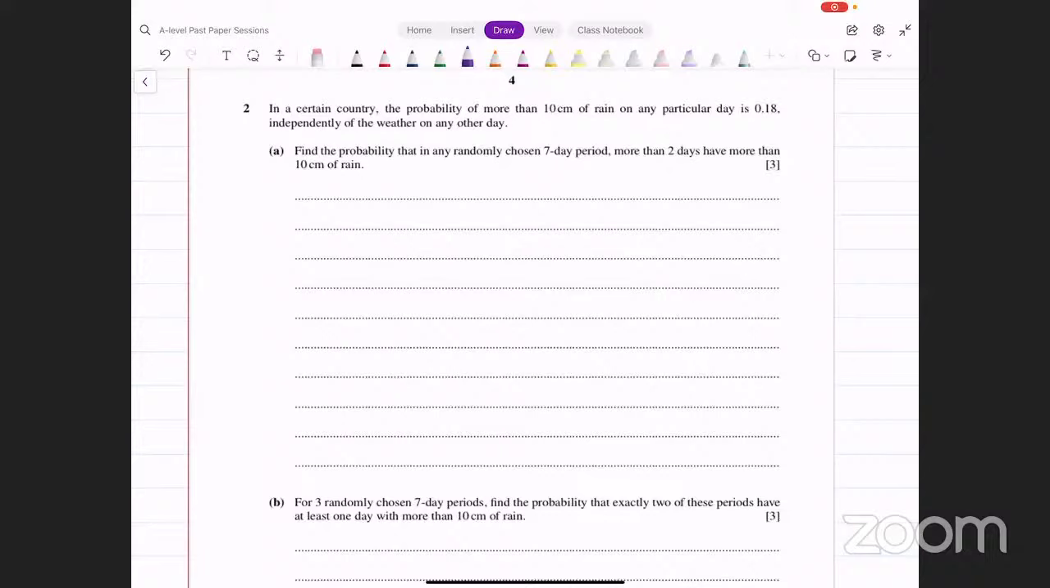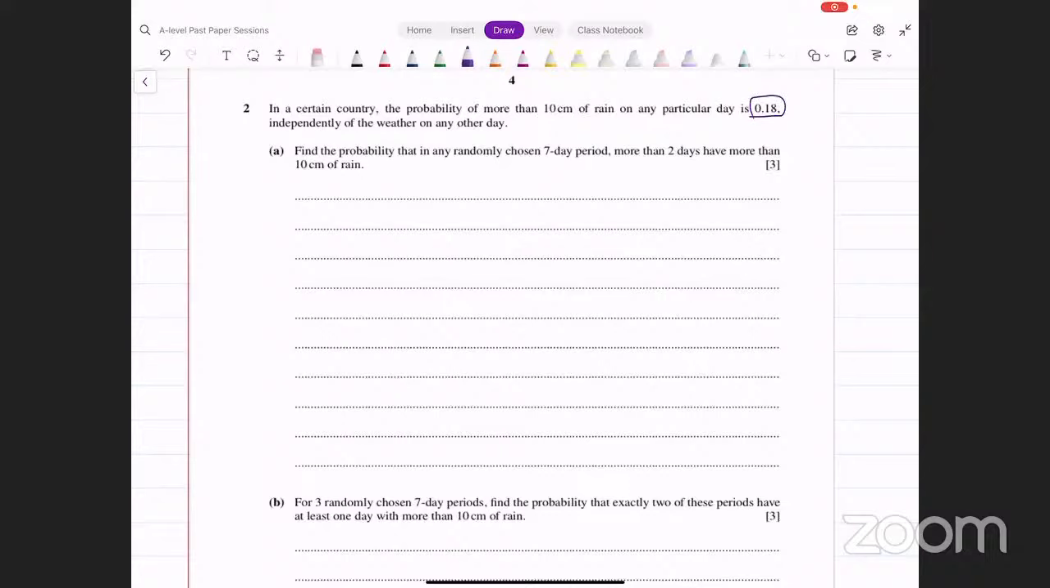We have to find the probability that in any randomly chosen 7-day period, so you're talking about 7 days, more than 2 days have more than 10 centimeters of rain. So सबसे पहले हमें देखना है what kind of distribution is this? Probability देखें constant रह रही है. Probability is constant, 0.18, that is not changing. So it could be either binomial or geometric.